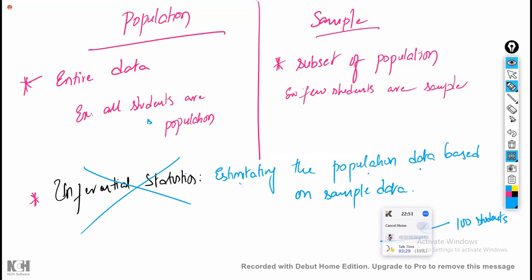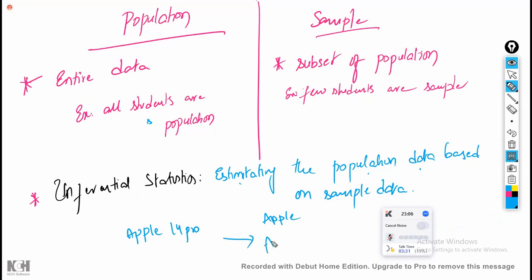But in real life, it is not possible. Because, for example, take the iPhone. As of now in the market, the iPhone 14 Pro is there. And the Apple company wants to launch the iPhone 15 series. I mean, the 15 series: the normal 15, 15 Pro, 15 Pro Max, whatever it is. So they want to launch the 15 series.